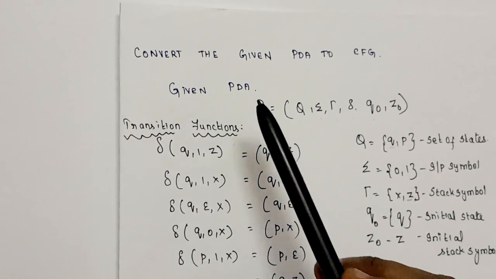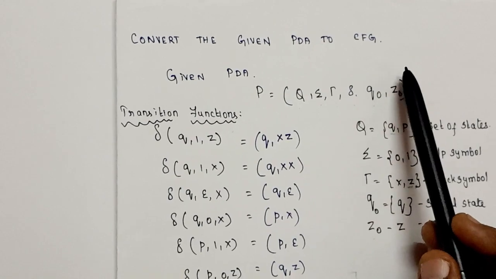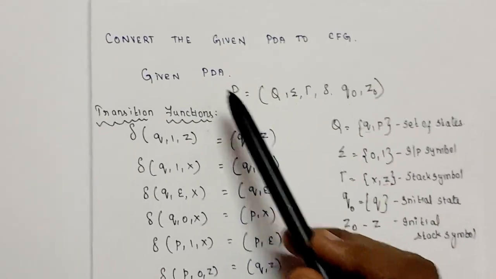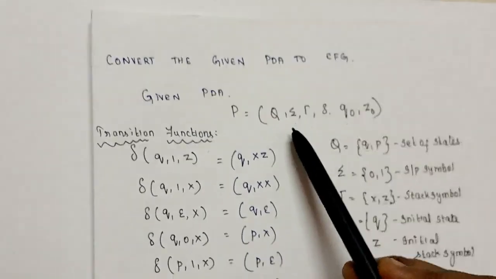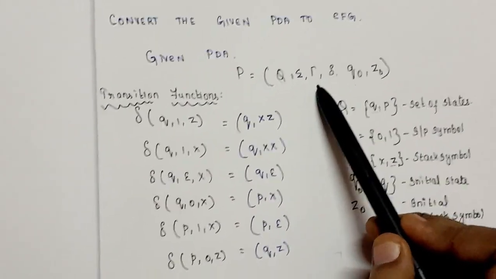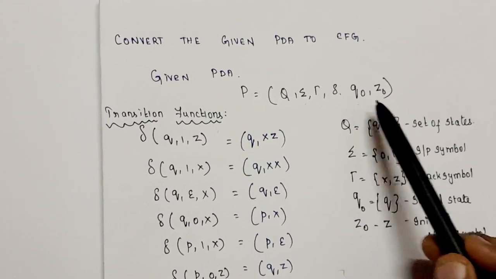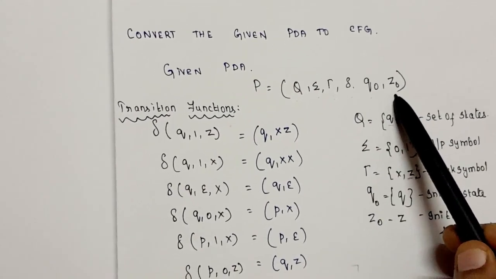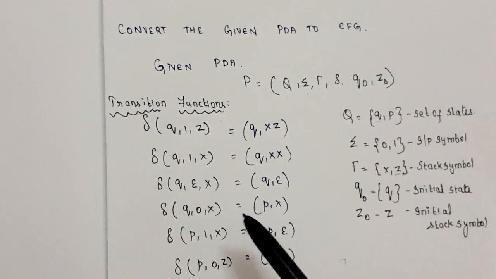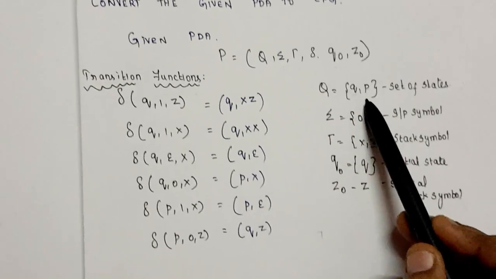Hi, in this video we are going to see how to convert the given pushdown automata to context-free grammar. The pushdown automata is normally represented by a tuple having a set of states Q, input symbols, stack symbols, transition functions, initial state and initial stack symbol. So in this example we are having the set of states Q as Q and P.